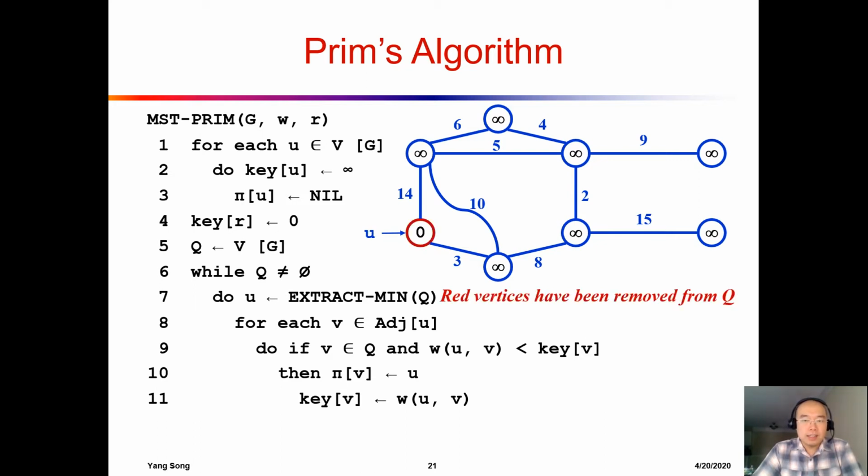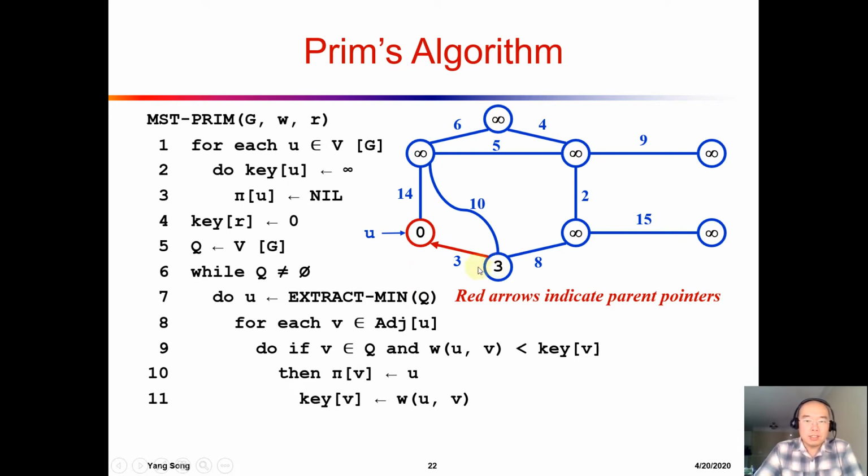The next part is we change the color to red, saying we want this removed. When we do the extract min later, we don't want to consider the red nodes, so the red vertices have been removed from the queue. For now this red node won't be considered as part of the queue anymore. And after that, we are going to visit all the adjacent nodes.